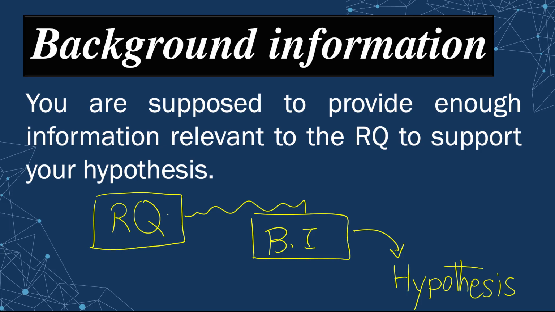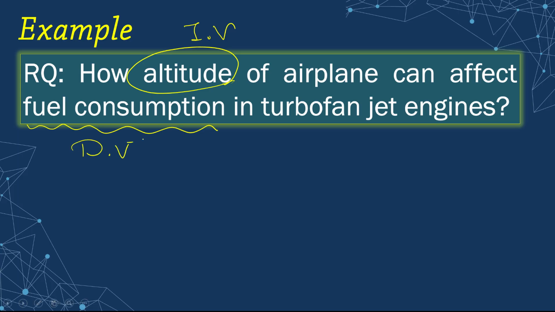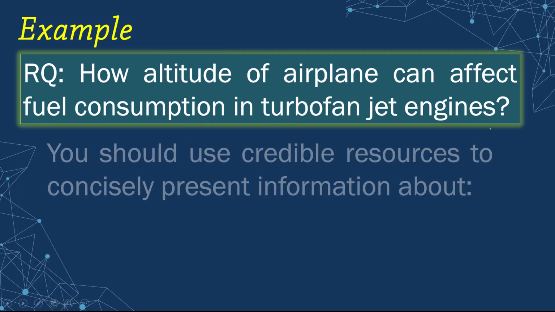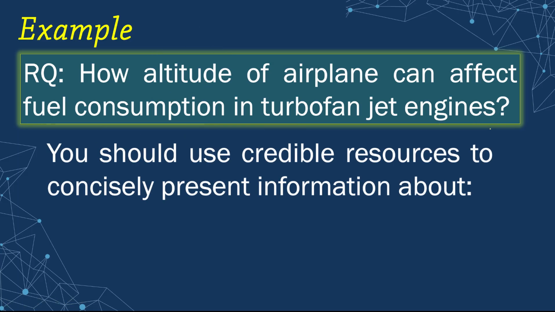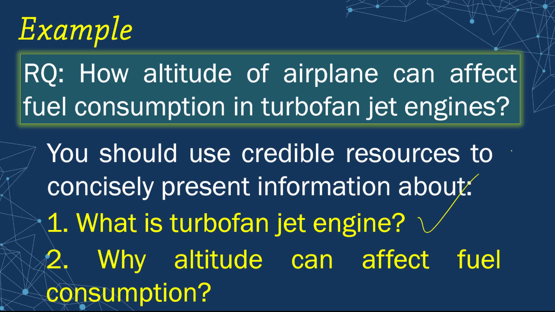your research question. As an example, how altitude of airplane can affect fuel consumption in turbofan jet engines. Here, altitude is your cause or independent variable, and fuel consumption is your dependent variable, or let's say the effect. And it's focused on turbofan jet engines. So you should use credible resources to concisely present information about, number one, what is a turbofan jet engine, and number two, why altitude can affect fuel consumption.